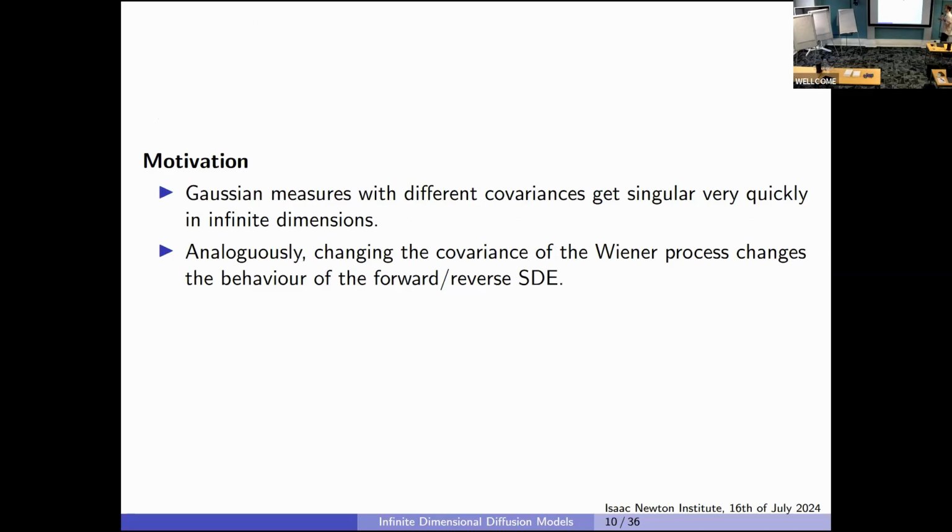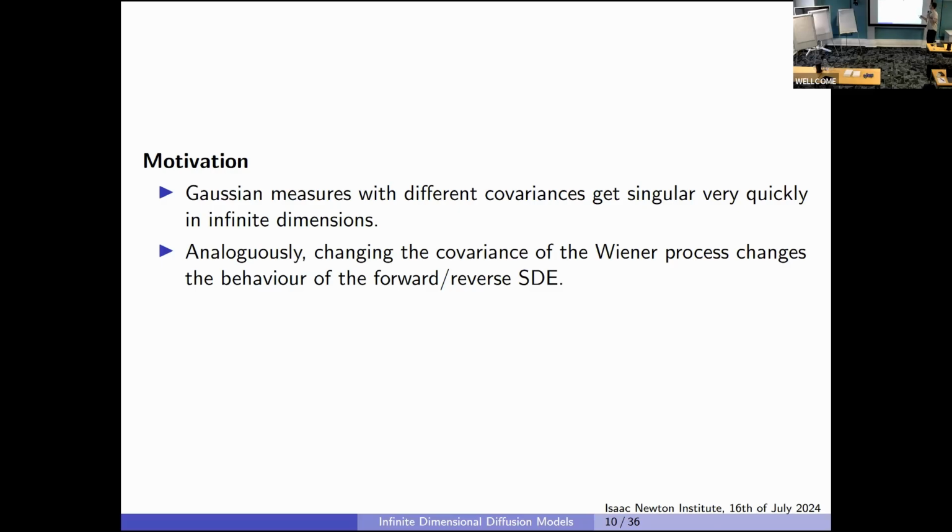So why do we talk about this in infinite dimensions? The first thing is that Gaussian measures with different covariances in infinite dimensions get singular very quickly. In finite dimensions, of course, you can also, by changing covariance a lot, get very different measures. But in infinite dimensions, all of this is more pronounced, and you really get very different measures with different behavior quite quickly. And this holds also for this forward process. By changing the noising process, you can land in quite different areas of the space.